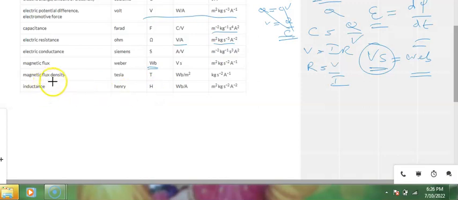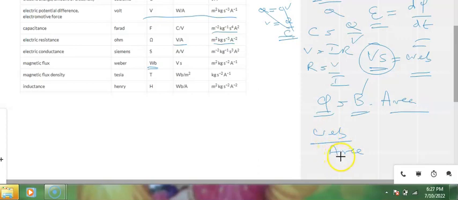Now magnetic flux density. We know that flux is equal to B dot A, where B is the magnetic flux density. We have seen d phi by dt, that is Weber. So this will be nothing but Weber by area. Sorry, B dot A, this is area, not ampere. This Weber by area is called Tesla, the magnetic flux density.